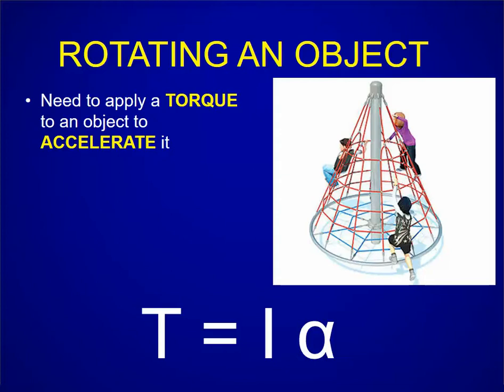All right, so then we get into this rotational world. And so instead of a force moving an object to accelerate it, you apply a torque, a force times a moment arm, to an object to accelerate it. So you have torque equals now this moment of inertia to result in this acceleration.